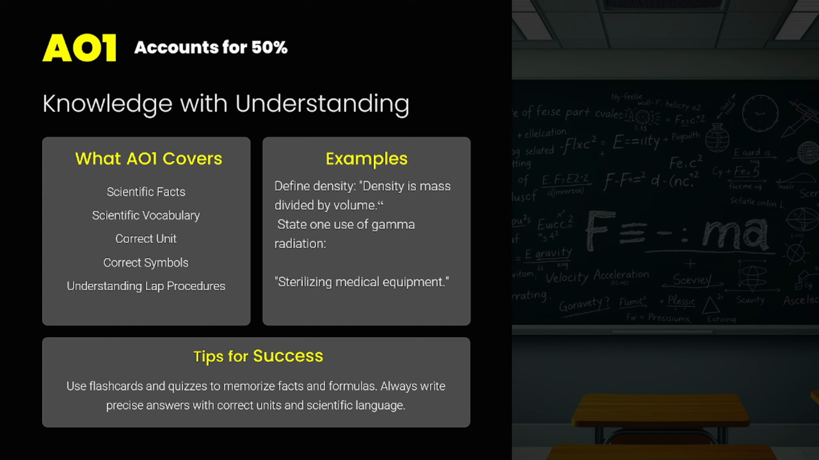Also, learn your formulas and units like they are your favorite songs. You should be able to recite them in your sleep. Examiners say about this weakness that a lot of students lose marks simply because they forget to write units or use vague terms. So instead of writing "it gets faster," say "the velocity increases at a constant rate." AO1 is all about showing the examiner that you know the language of physics. If you get this part right, you're already halfway there.